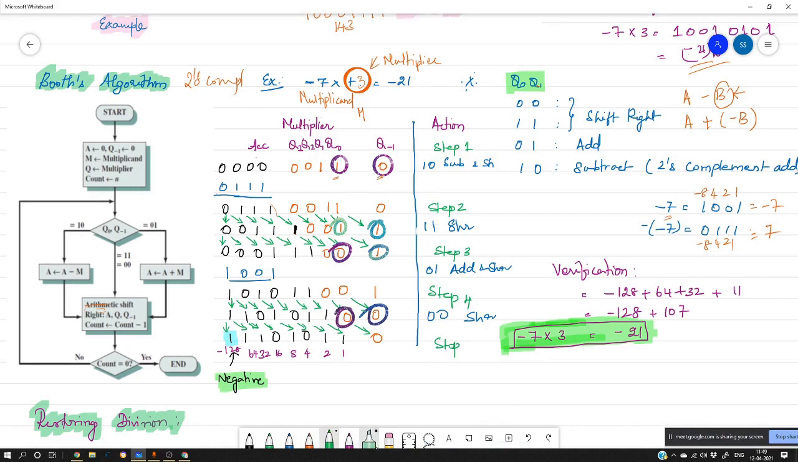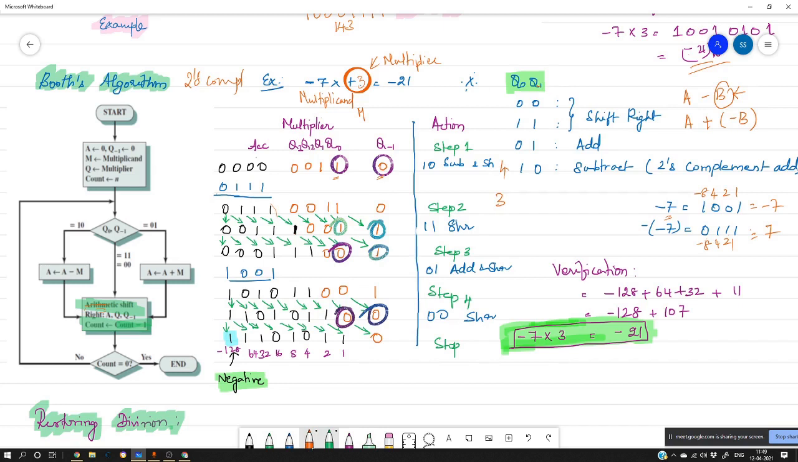These are things that have to be noted down. So you do an arithmetic shift and decrement the count. After subtracting, because the bit pattern we had was 1, 0, we subtract and then do an arithmetic shift right and also decrement the count value. So count, which was previously 4, will now become 3.